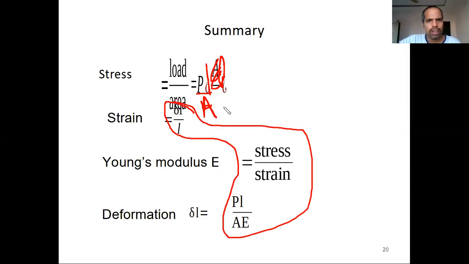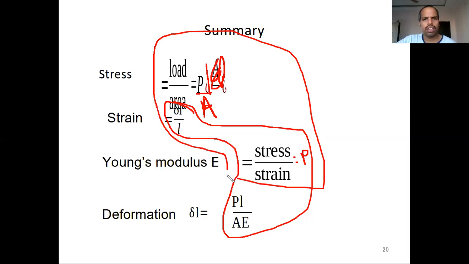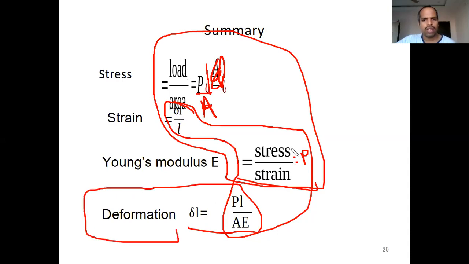Using these three formulas, we have calculated different quantities. Stress is P by A, which is already there. So using these three, we can just rearrange the terms and we will get this one. Substitute stress and strain in this one. Stress is P by A, and strain is delta L by L. So A goes to here, delta L goes to here. That's all. This is the formula, rearranging the terms in this equation.